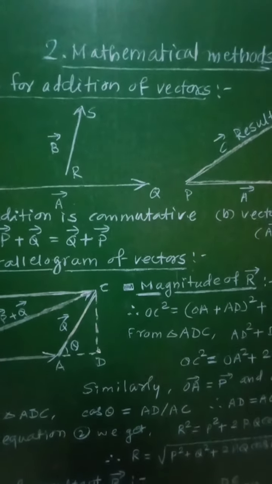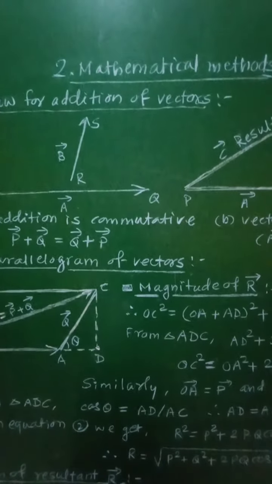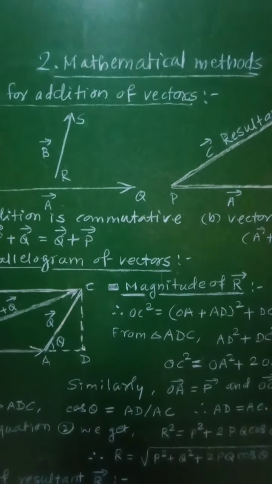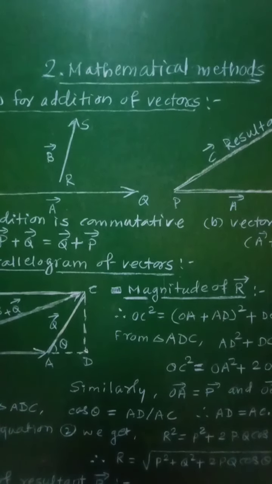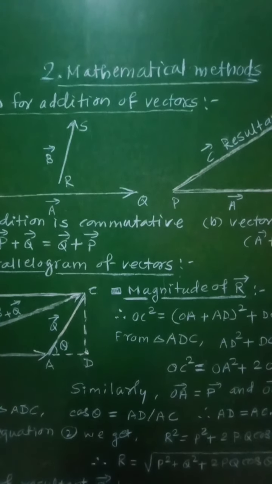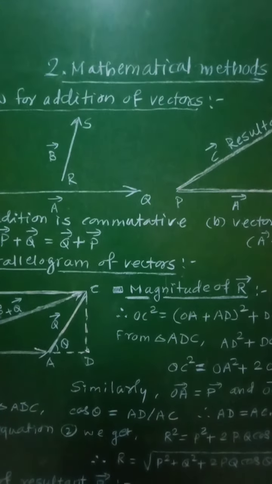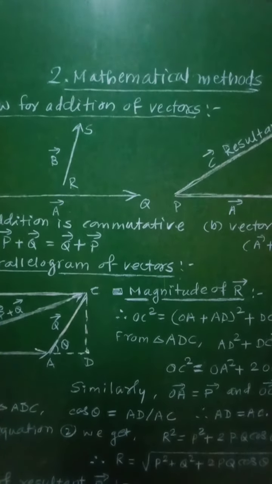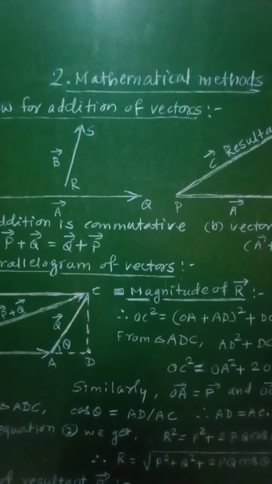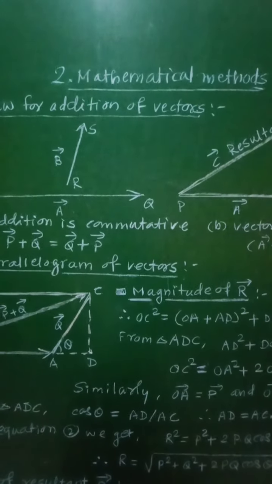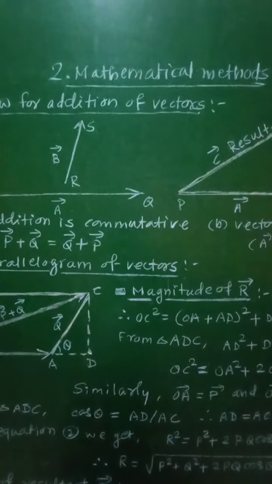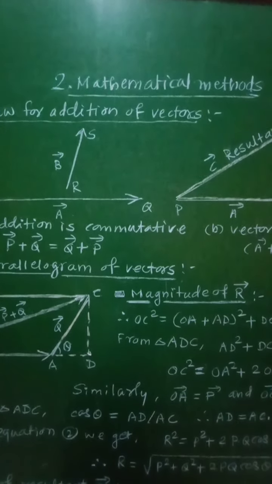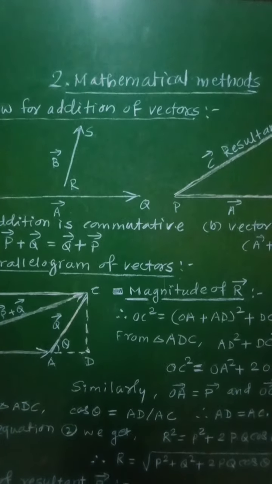second vector. The statement for this triangle law is, if two vectors describing the same physical quantity are represented in magnitude and direction by two sides of a triangle taken in order, then the resultant is represented in magnitude and direction by the third side of the triangle drawn in the opposite sense, that is, from the starting point of the first vector to the end point of the second vector.